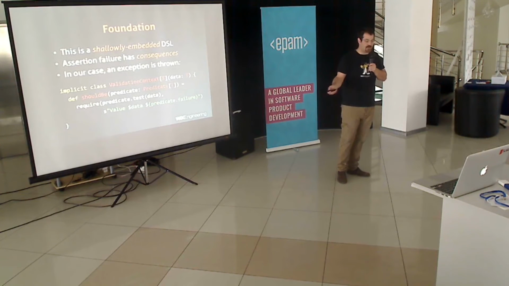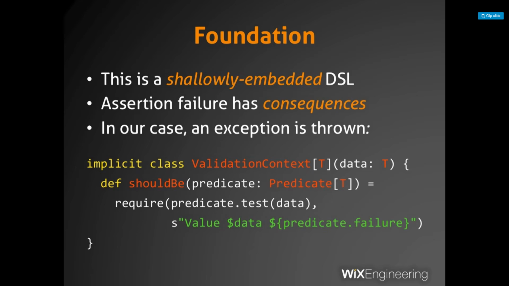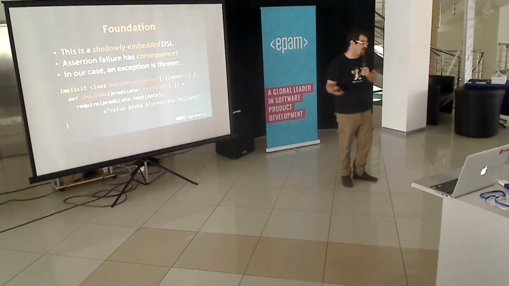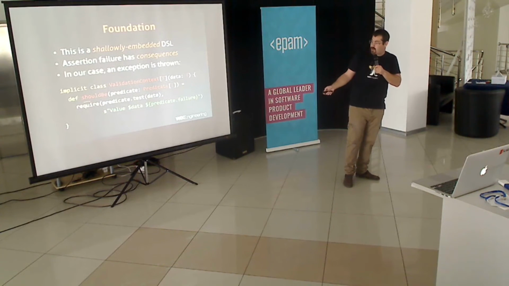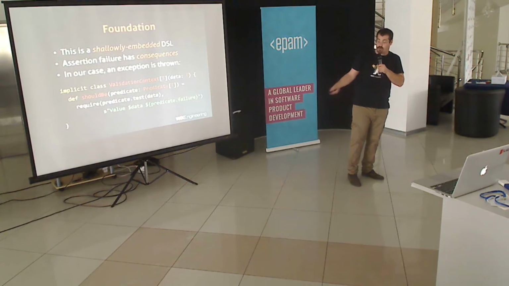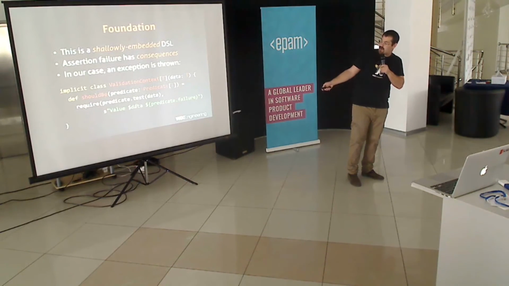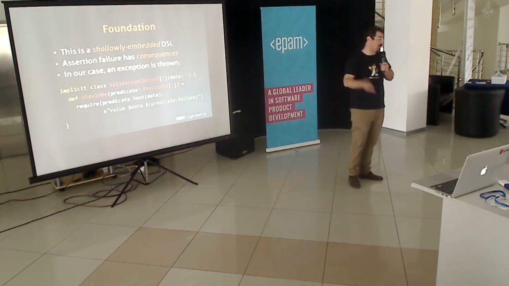The implementation is actually pretty obvious. We have our implicit class, we have our shouldBe method. We call require, which is in the Scala standard library. If you haven't run into this, I'm actually kind of surprised, but it's basically an assertion method that also exists at runtime. So it requires that the predicate can successfully test the data, and if not, it throws an exception with a string, the value and data, as a failure message derived from the predicate. So this is a brain-dead implementation that just throws an exception.